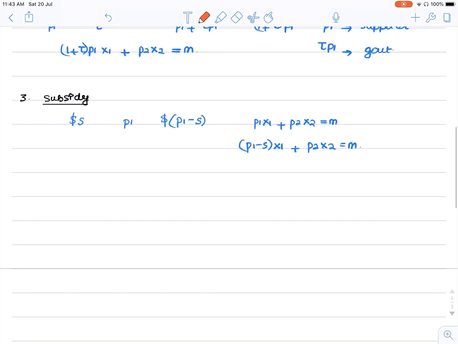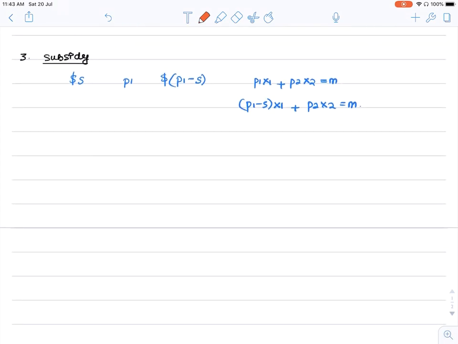And this red budget line, as you have seen, is a flatter budget line. So I'll just write that: budget line gets flatter. Subsidies make the budget line flatter. Taxes make the budget line steeper. Okay.